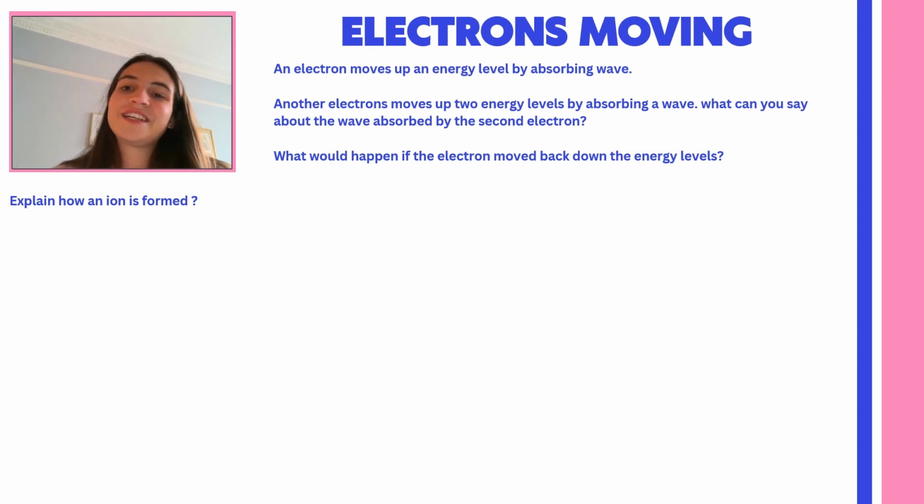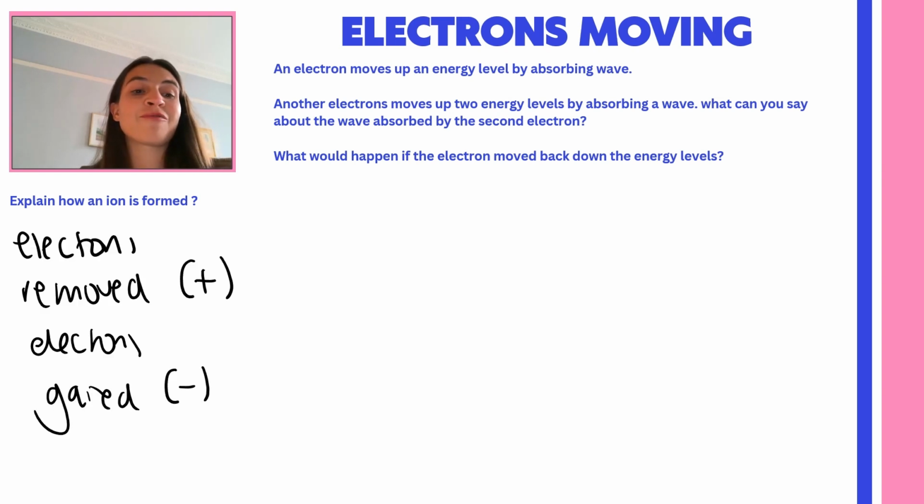Okay, next question is describing how an ion is formed. You can either have positive ions or negative ions. If you have a positive ion, you have removed electrons, so it becomes positively charged, and if you have a negative ion, you have gained electrons, so it becomes negatively charged.